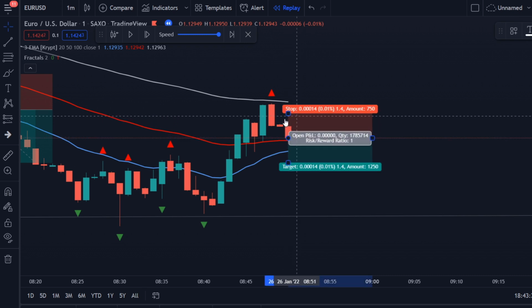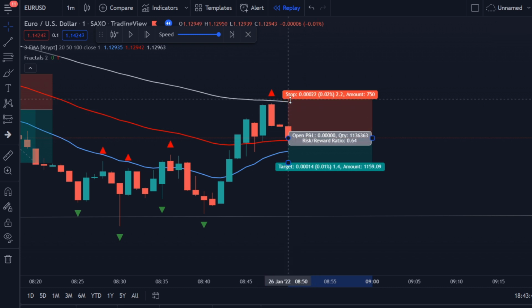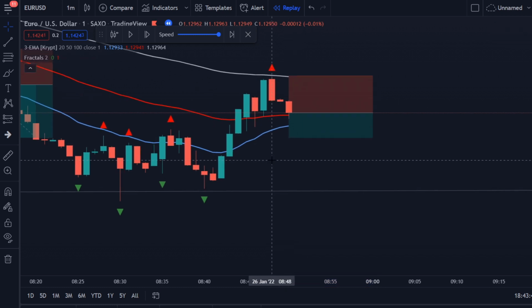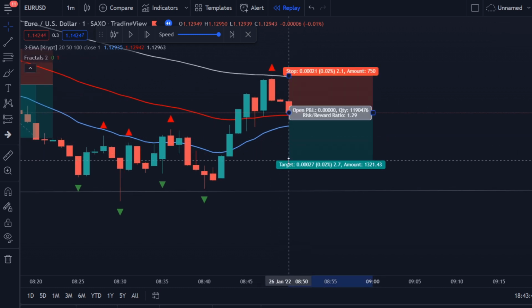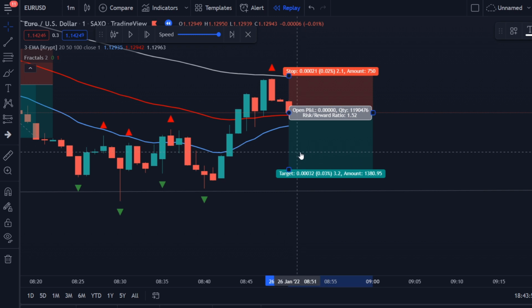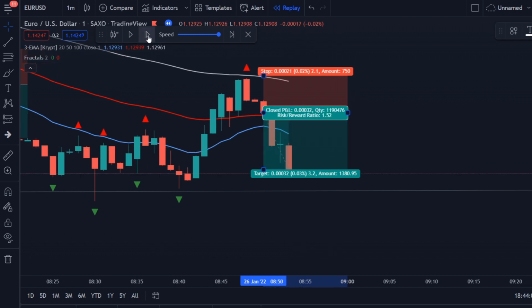Instead of placing our stop loss near the 50 exponential moving average, we place it a little bit above the 100 exponential moving average. And then again, we take our trade with a risk reward ratio of 1.5 to 1. And then as you can see, after about 3 minutes, our target gets hit.